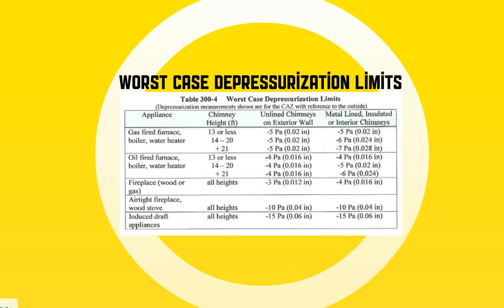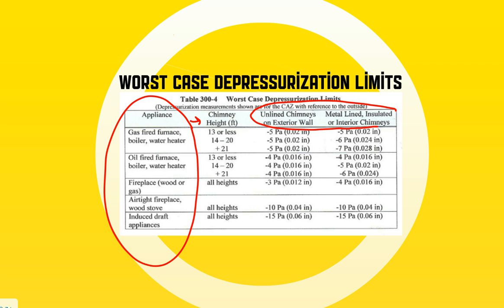Now that we have our worst case depressurization and the configuration, before we can move on to spillage testing, and after that carbon monoxide testing, the next thing we want to do is reference our worst case depressurization limits table. This table is also found in the standards. It's very simple. You're going to choose what kind of furnace or appliance you're testing, and reference that versus the height of that appliance and whether that appliance is lined, unlined, or on an exterior wall or not.